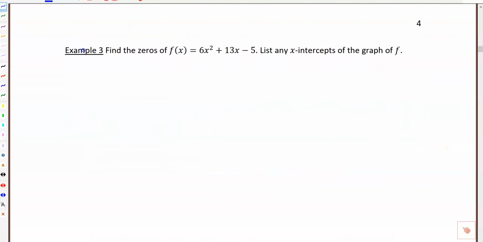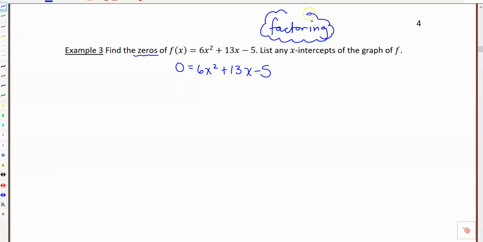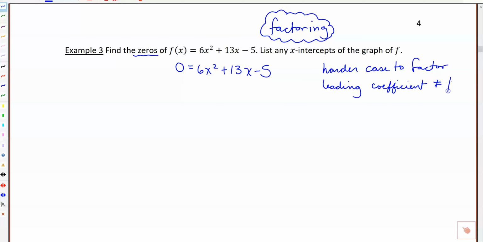All right, okay, so coming back up to this one. Find the zeros of 6x squared plus 13x minus 5. So in this case, again, to find the zeros where the f of x is, you're going to put a 0 in, and we want to solve this resulting equation. And again, as a reminder, we want to use this skill of factoring. Now, this one is the harder case to factor, because that leading coefficient of that squared term is not equal to 1.